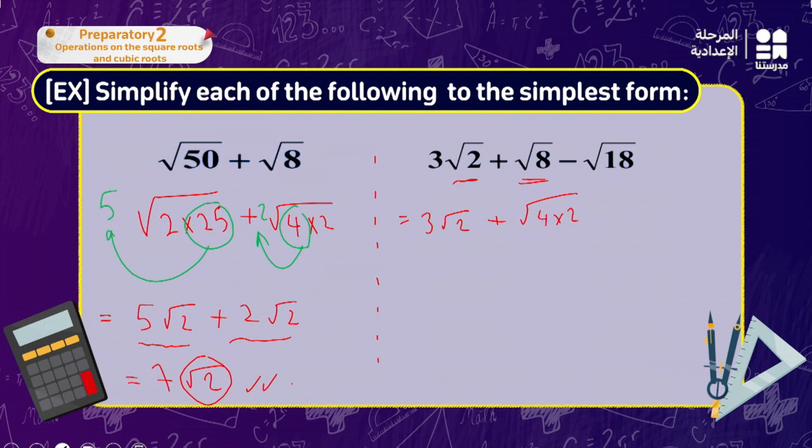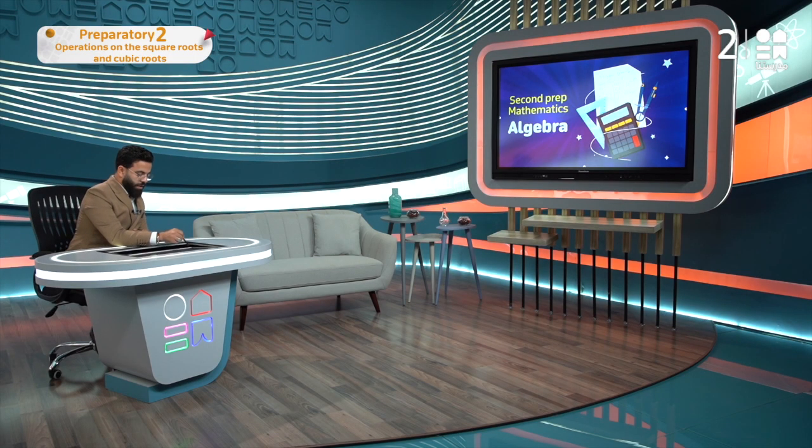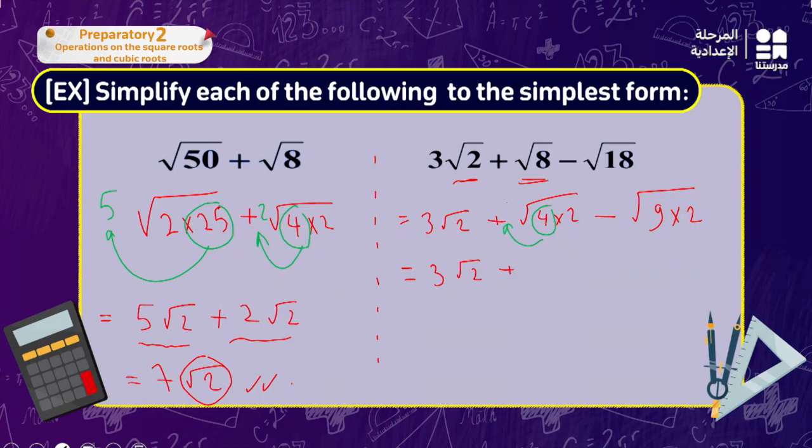Is it clear? Minus 18 can be factorized into 2 times 9 or 9 times 2. 9 times 2 is 18. Yes, so this is 3 square root of 2 plus, let's do as we did in the previous problem, the previous example, 4 is 2, 9 is 3, thank you. So this is 2 square root of 2 minus 3 square root of 2.